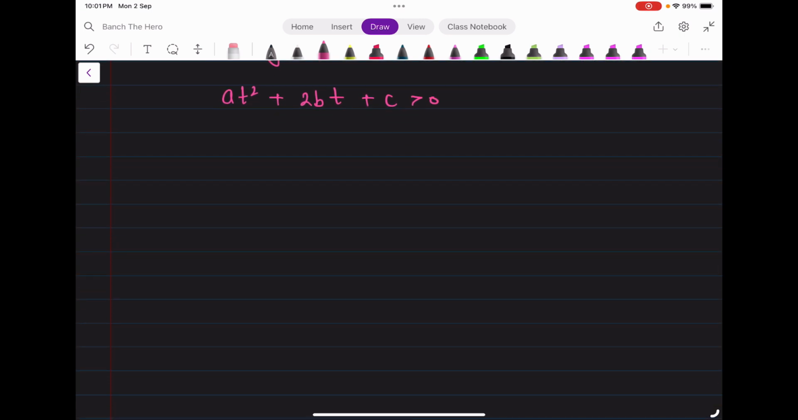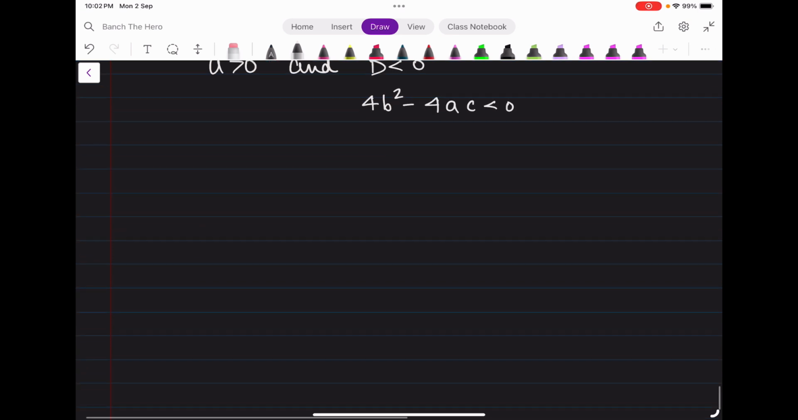We know the concept: whenever a quadratic is always positive, it means a should be positive and the discriminant should be negative, because it is always positive, so it should not intersect the x-axis. It means no real roots. Hence the discriminant should be less than 0, right? So what is the discriminant in this particular case? That is 4b square minus 4 into a into c, which should be less than 0, or we can say that b square is less than ac. Along with that, a should be greater than 0.